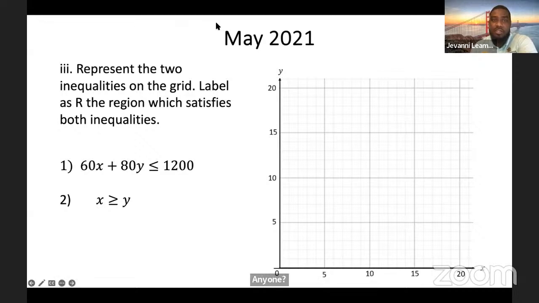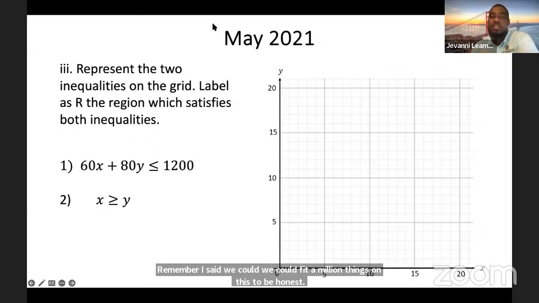Sir, the graph is a bit too small. Yeah, it's small. Is it really small? Remember, I said we could have fit a million things on this, to be honest. It depends on our scale. So they give you this.